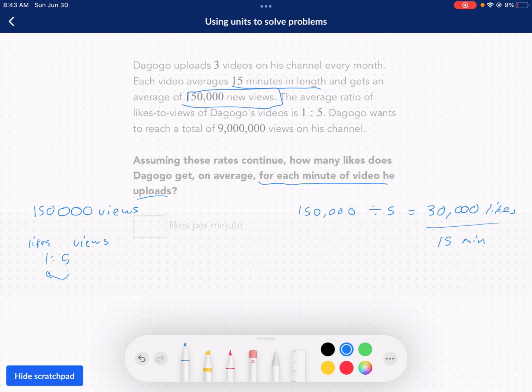So 30,000 divided by 15, and I don't know if that's a good way or not. I'm not the right person to ask for that, but to me that doesn't seem super intuitive. So if you divide 30,000 likes per video by 15 minutes per video, then we get 2,000 likes per 1 minute of video.